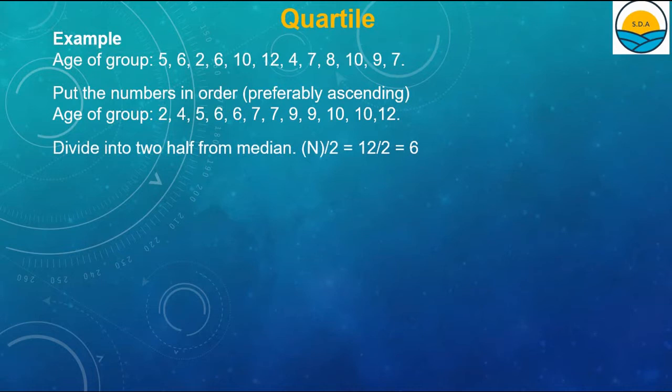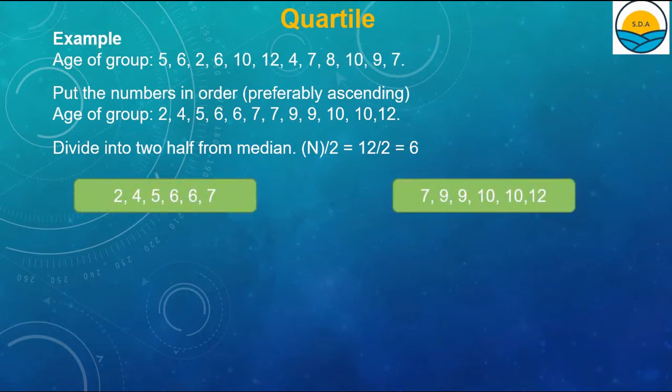Then we will divide the data into 2 equal parts, and in order to do that we will do n divided by 2. The count of data or students in our case is 12. 12 divided by 2 is 6. So we will form a group of 6 students each. So the data is now divided into 2 equal parts from the median, and then we will again divide this into 2 groups each.